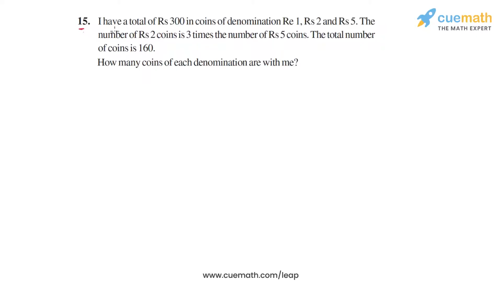In question 15, the problem statement says that I have a total of rupees 300 in coins of denomination rupees 1, rupees 2 and rupees 5. So I have three kinds of coins and the total value of these coins is rupees 300. We are also told that the number of rupees 2 coins is 3 times the number of rupees 5 coins and the total number of coins is 160. How many coins of each denomination are with me?